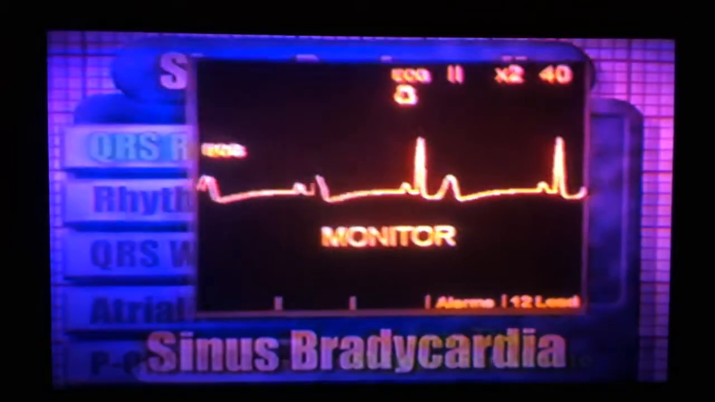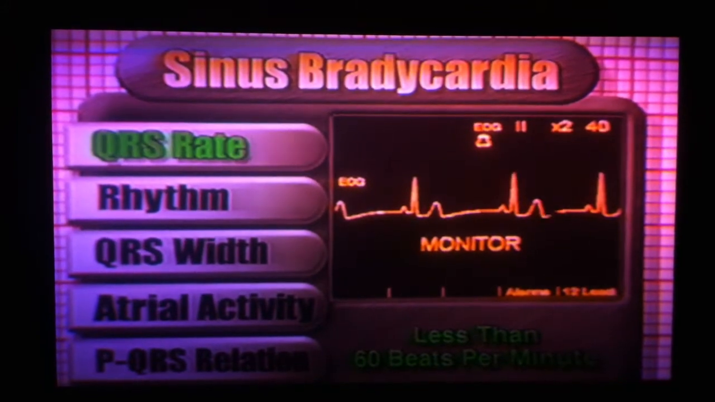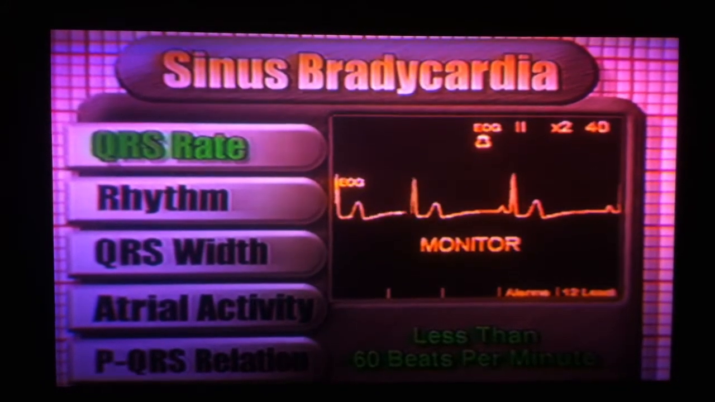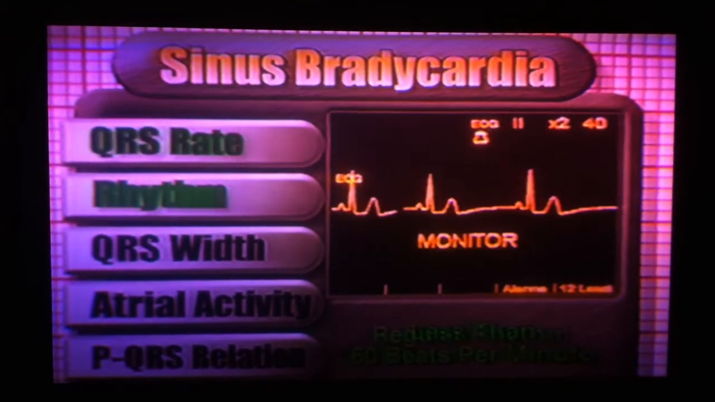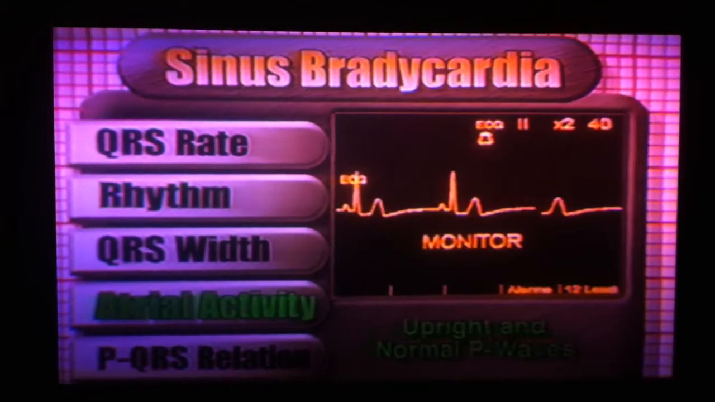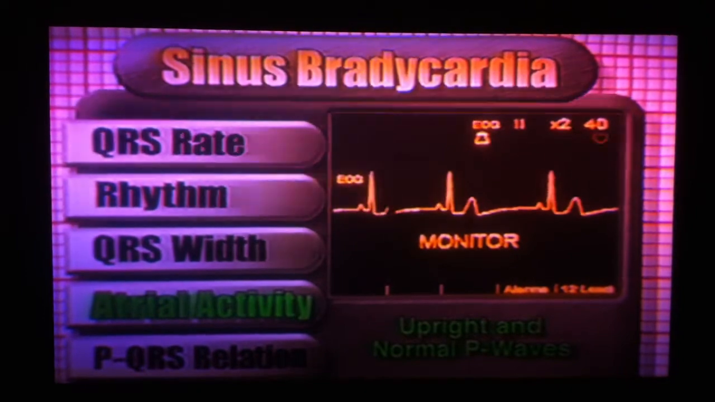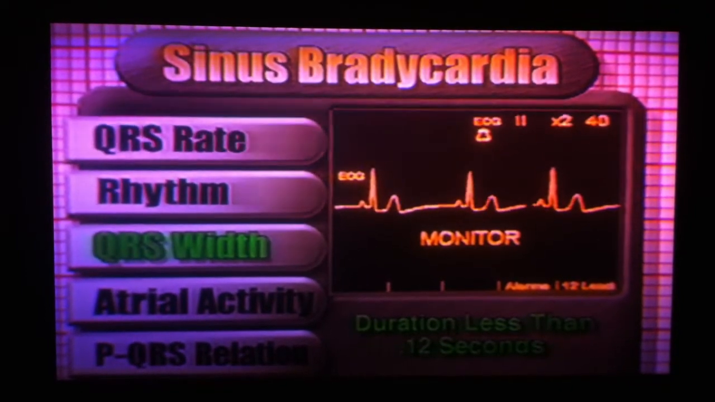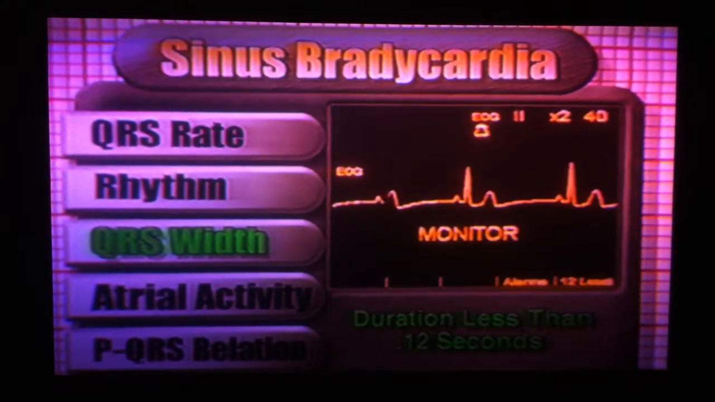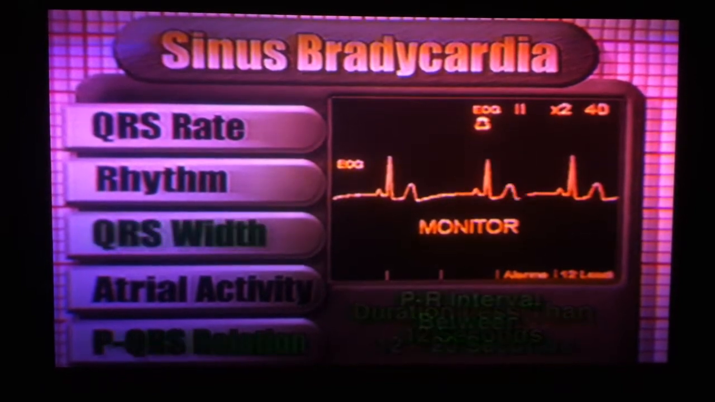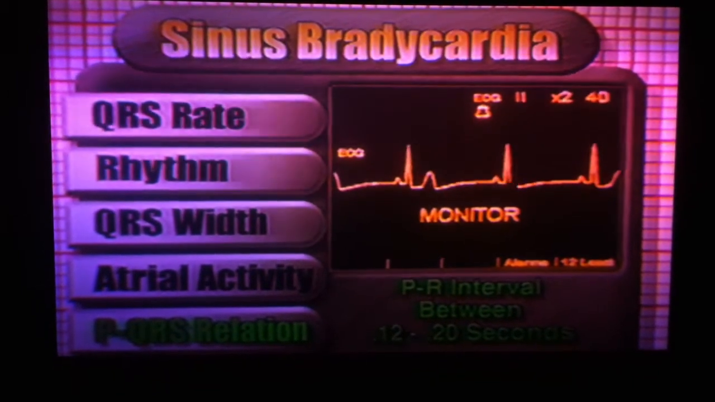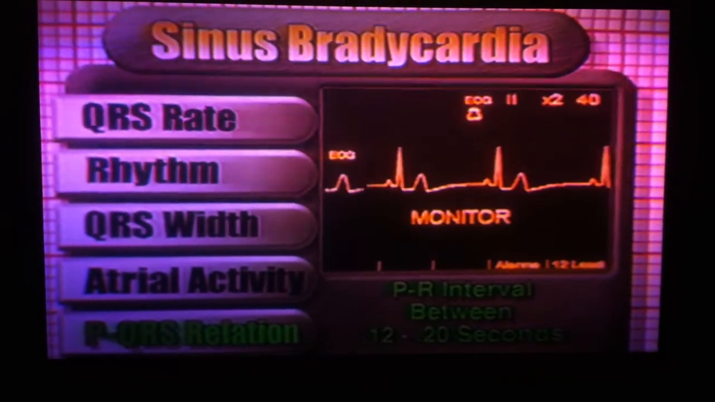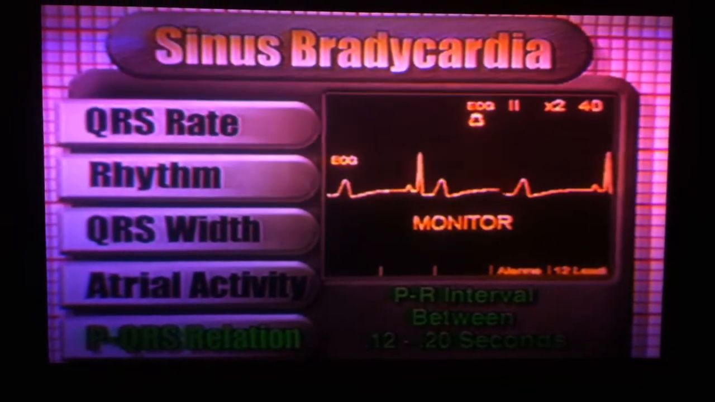or poor skin perfusion. The criterion for sinus bradycardia is a ventricular rate less than 60 per minute. The rhythm is regular with upright and normal appearing P waves. The QRS complexes are narrow and less than 0.12 seconds wide. A P wave is associated with each QRS complex, and the PR interval is between 0.12 and 0.2 seconds long.